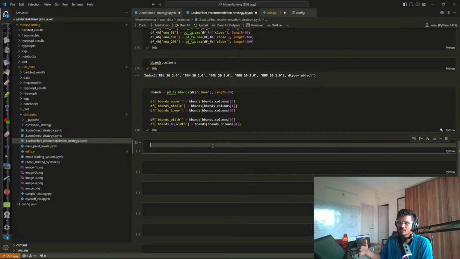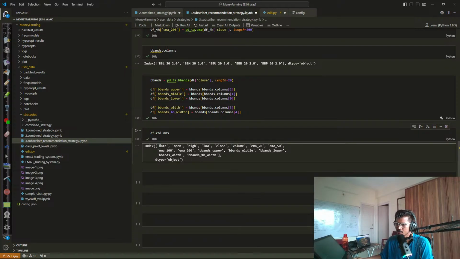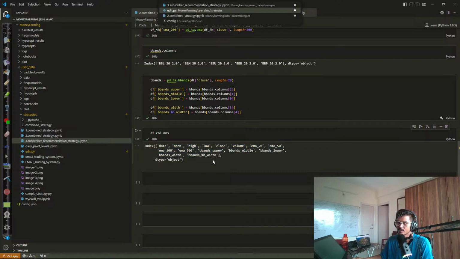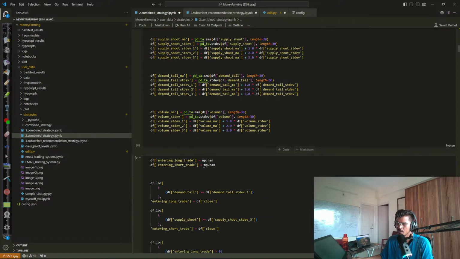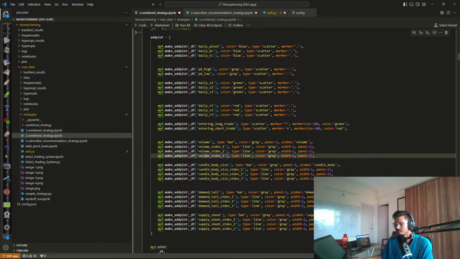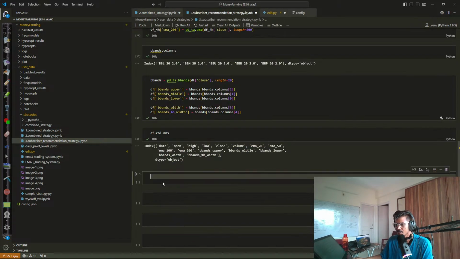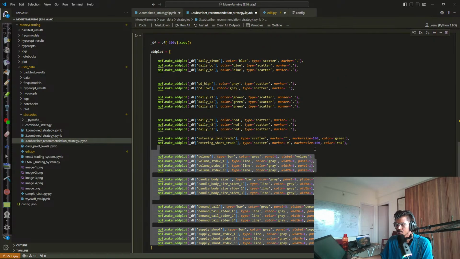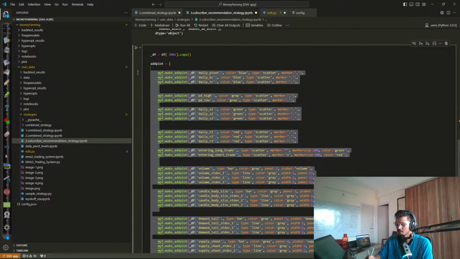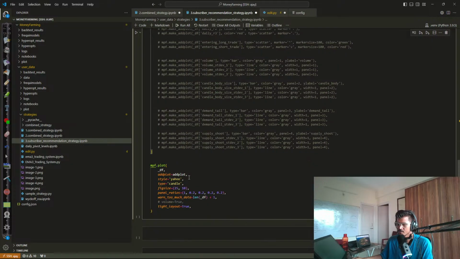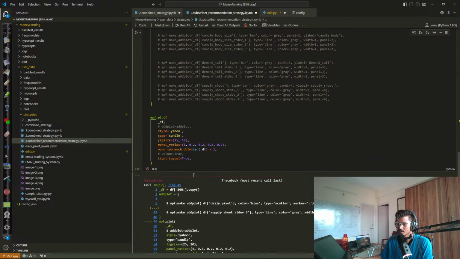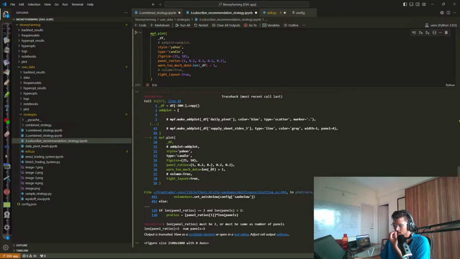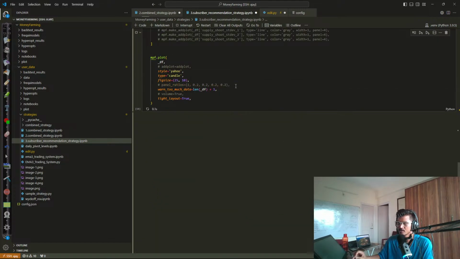So now it's the time for plotting. So we get all these columns, what we have: date, open, high, low, close, volume, EMA, all these Bollinger bands, upper, middle, lower. Let's plot it. So let's go down and get our plotting library there, and just remove everything from here, or just comment it out, and then we run it and we got the error. Why is that? Because of the panel ratios.